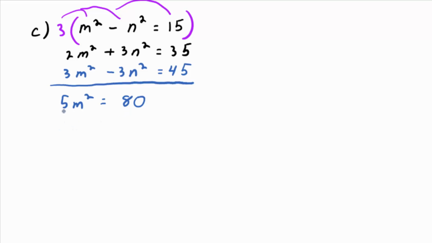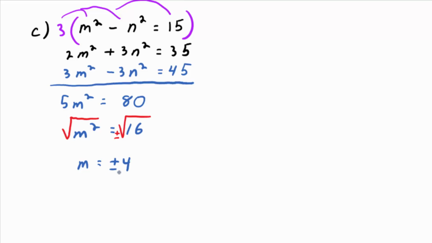And then what happens if you divide both sides by 5? How many times does 5 go into 80? 16. That's not bad, right? And then what could you do to both sides? Take the square root. What do you have to remember in front of the 16? Plus or minus, right? So what is that? M is equal to plus or minus 4.